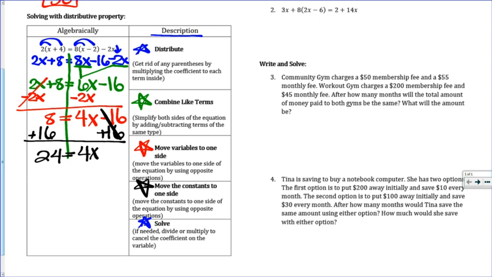So you're either going to have to multiply or divide depending on what coefficient you have on your variable. Because I have a 4x, I'm going to divide it by 4. So those cancel out. 24 divided by 4 is 6. 4 divided by 4 leaves me with 1x.